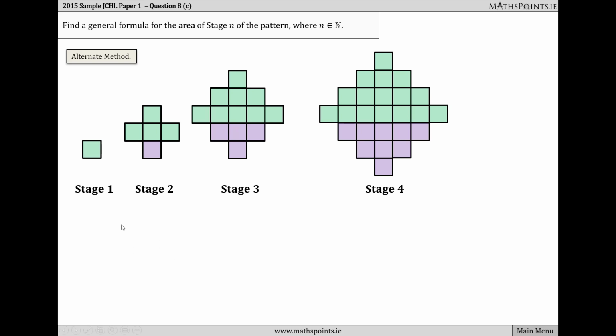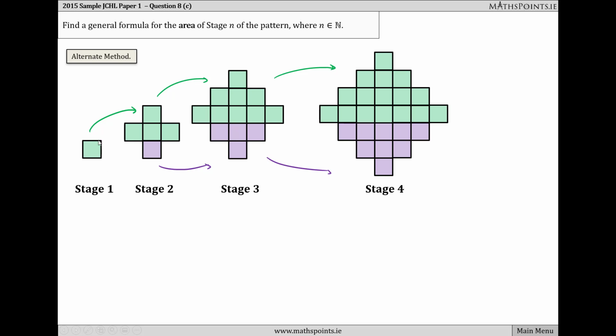So in this question, I decided to break the shapes up into colors green and purple. And what I'm going to do is I'm going to find a formula for the green shapes in terms of n, and then I'm going to find a formula for the purple shapes in terms of n, and the purple and the green I'm going to add together to get an overall formula for the number of squares in each of these stages.